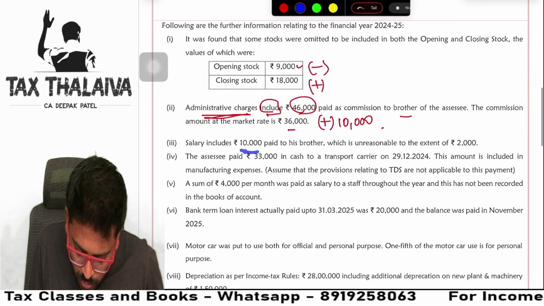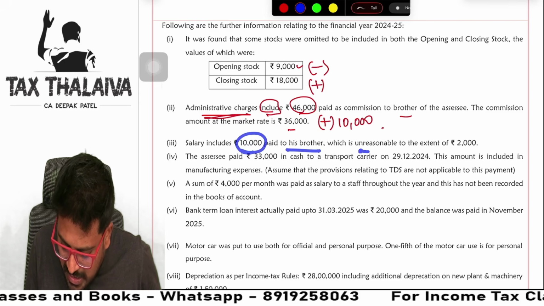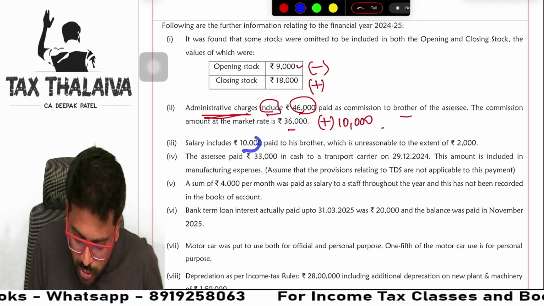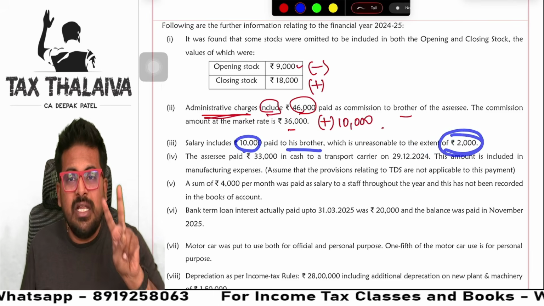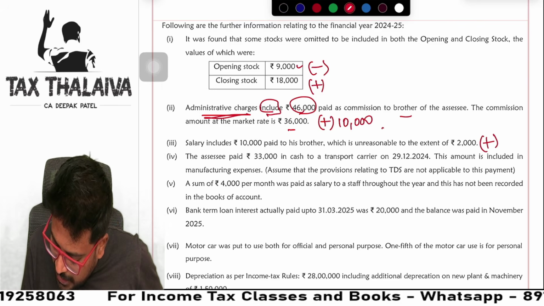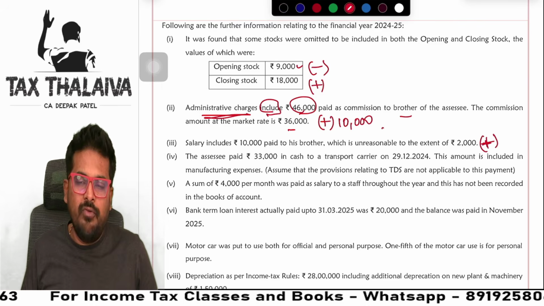Next, salary includes 10,000 paid to his brother, which is unreasonable to the extent of 2,000. Again, one more relative expenditure. 10,000 paid to brother, unreasonable is 2,000. Whatever is unreasonable, we will add back to the profit and loss account.